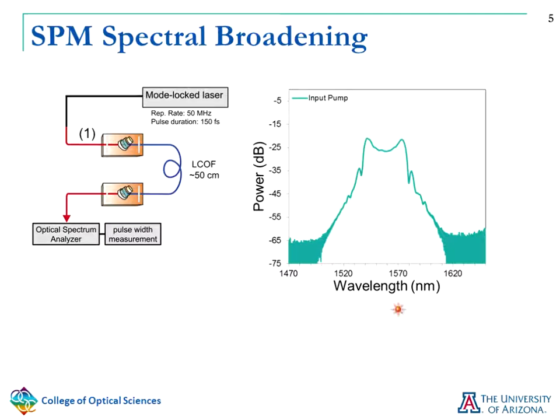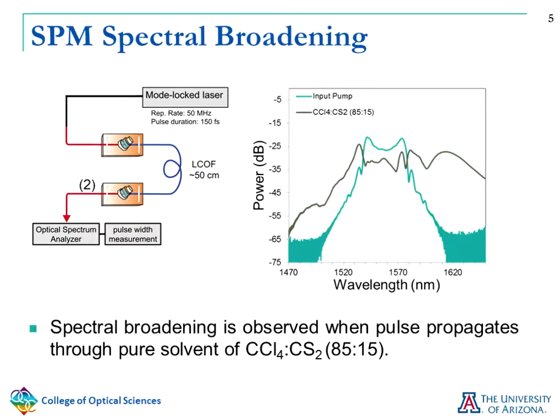The input pulse spectrum is shown here. You can see that it is centered around 1553 nanometers. By filling the liquid core optical fiber with a mixture of CCl4 and CS2, the solvents that I introduced earlier, and measuring the output pulse spectrum, you can see that the spectrum is massively broadened, and that is, as I explained before, due to the N2, the nonlinear refractive index of the solvent itself.